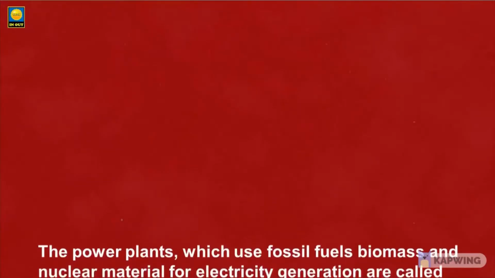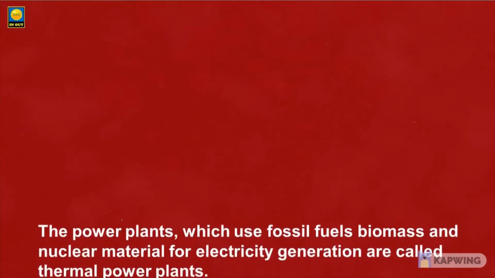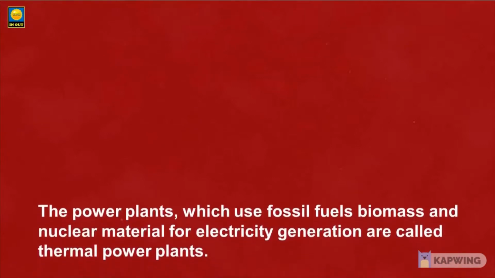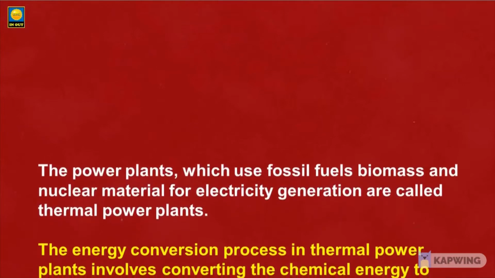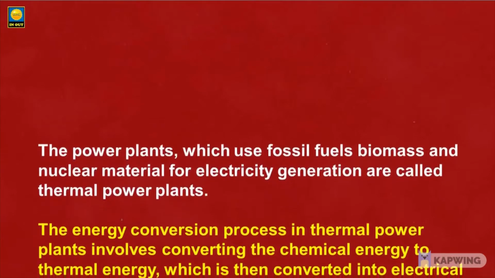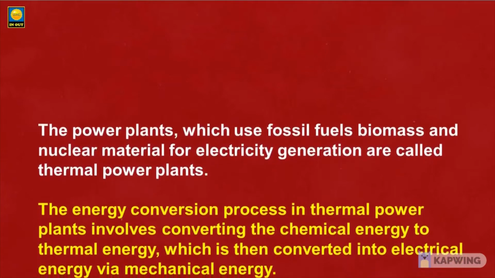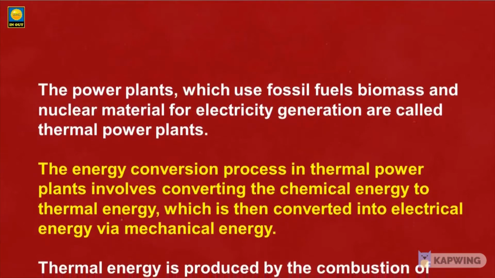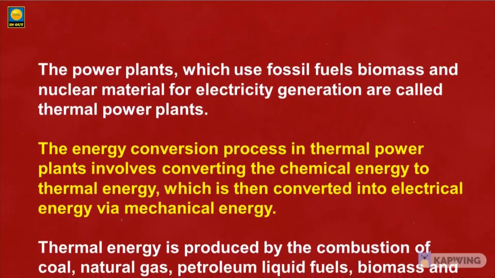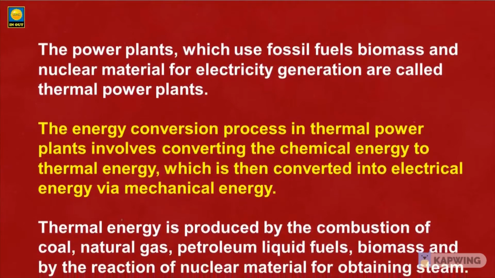The power plants, which use fossil fuels, biomass and nuclear material for electricity generation, are called thermal power plants. The energy conversion process in thermal power plants involves converting the chemical energy to thermal energy, which is then converted into electrical energy via mechanical energy.